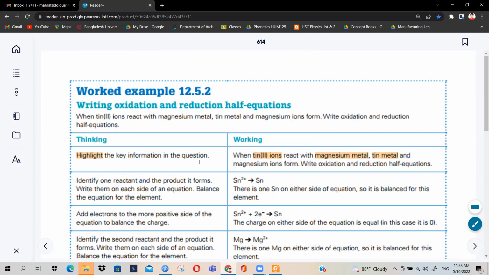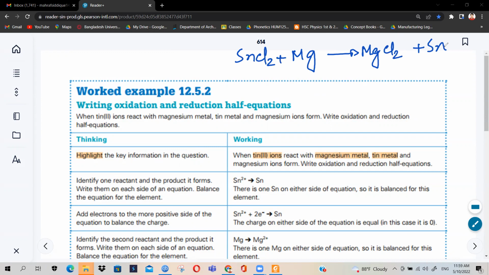Highlight the key information in the question. Say, for instance, when two ions react with magnesium metal, tin metal and magnesium ions form. If I give you the equation like this, it will be something like SnCl2 plus Mg gives MgCl2 plus Sn. That will be the reaction that will be given to you.